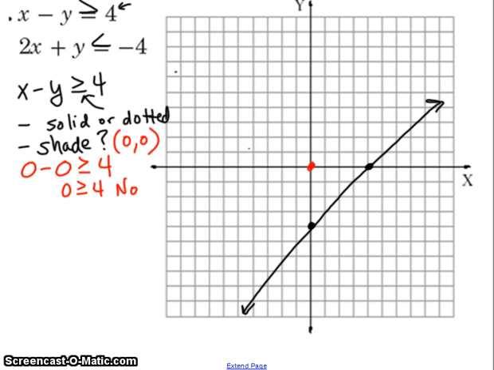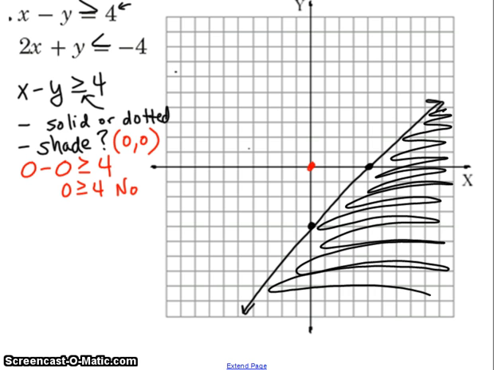Since this is a no, I'm going to shade the side opposite 0, 0. So the upper left corner, I'm not going to shade. I'm going to shade this lower right corner because 0, 0 didn't work when I plugged it in. And at this moment, just to make sure you're listening, on this line I want you to put an L. So we graphed that first one.